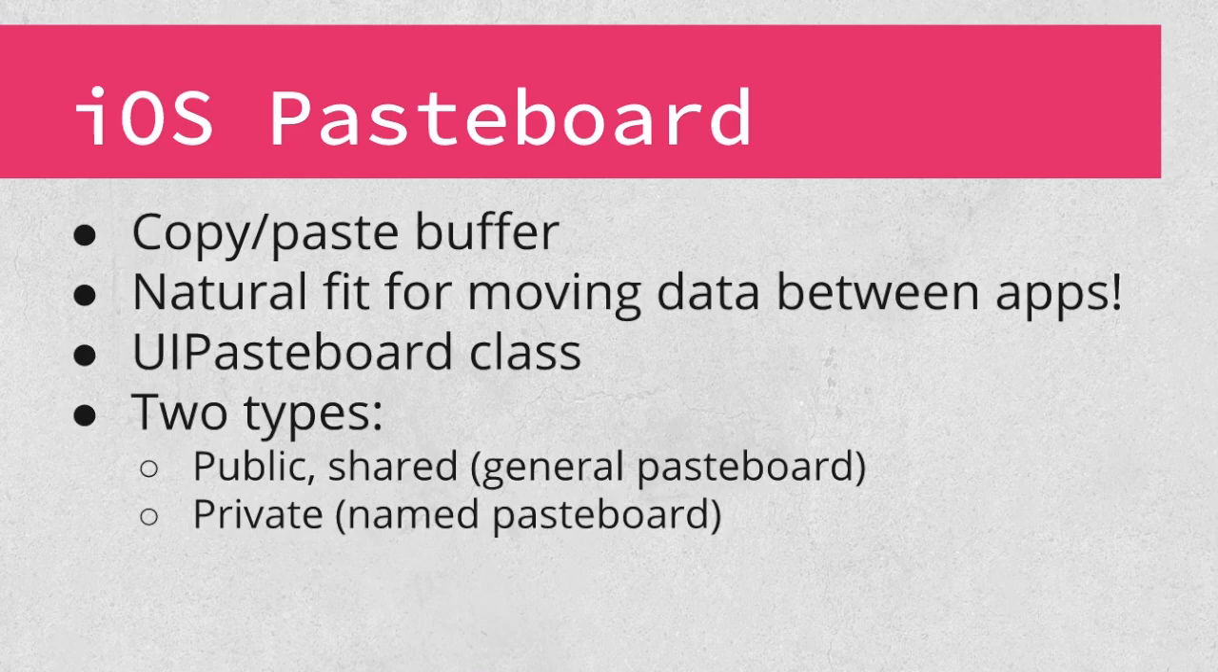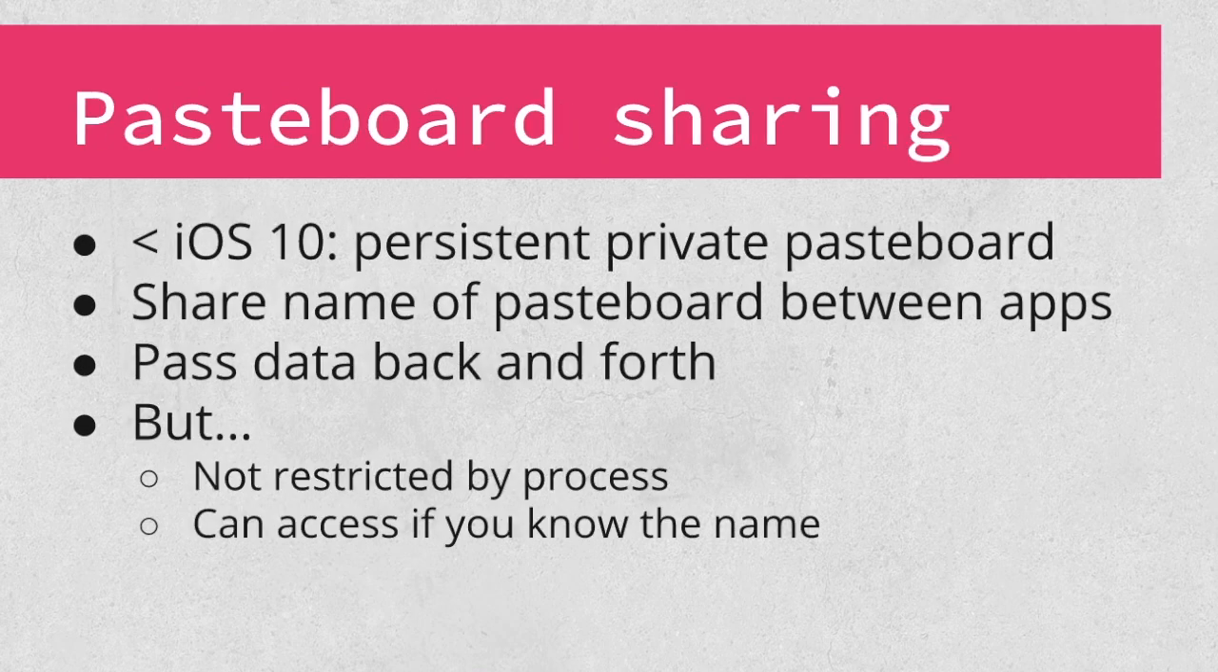The UIPasteboard class provides two types of pasteboards for applications to use. The general pasteboard is a public shared pasteboard, accessible to all applications. Applications can also create their own private pasteboards, also called named pasteboards. Prior to iOS 10, private pasteboards were persistent, which created an opportunity for data sharing between apps. If two apps knew the name of a private pasteboard, they could use it to pass data back and forth. However, private pasteboards were never intended for secure data sharing in that fashion, and had no restrictions on access if an app knew the pasteboard name.